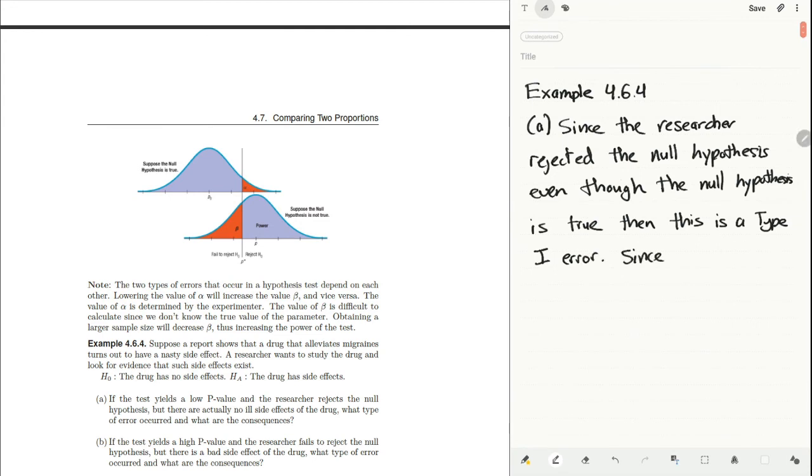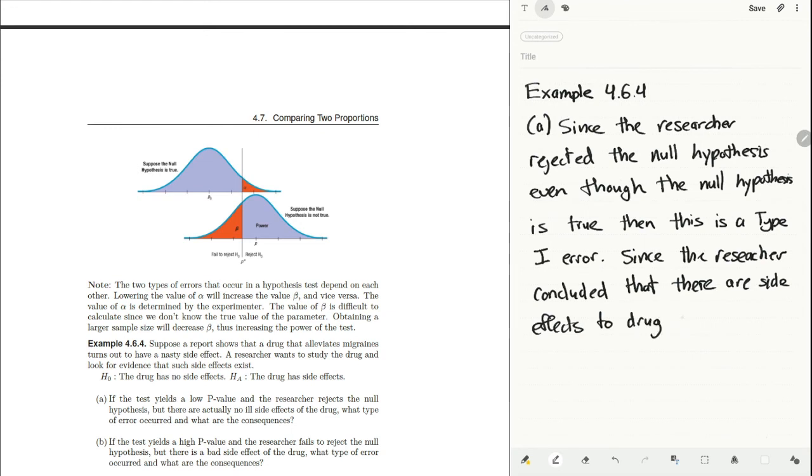So since the researcher concluded that there are side effects to the drug, even though the drug has no side effects, then the drug would not be produced and people would be missing out on a very beneficial drug.